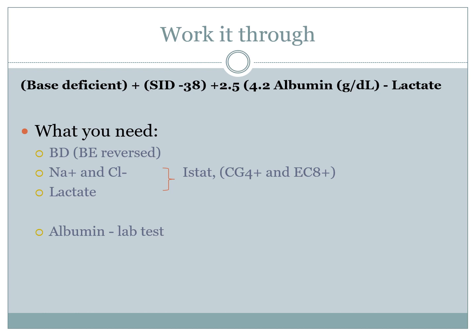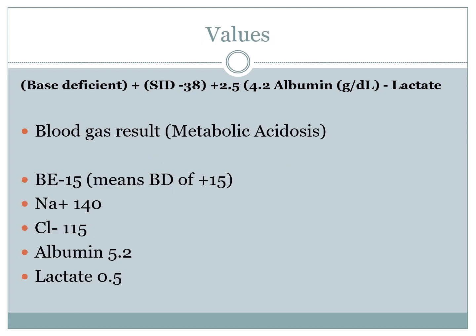So from there, we get our values. This person has an acidic problem, in case you didn't pick it up from the base excess. They have a base excess of -15, which means they have a base deficit of +15. There's our first number, 15. The next numbers: 140 for sodium, 115 for chloride, 5.2 albumin, and a lactate of 0.5. Those numbers are normal except for the chloride. The chloride is raised, in case you're wondering.